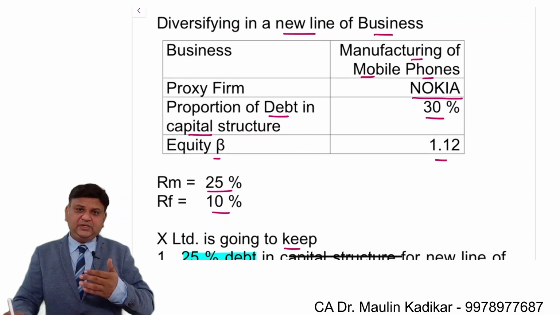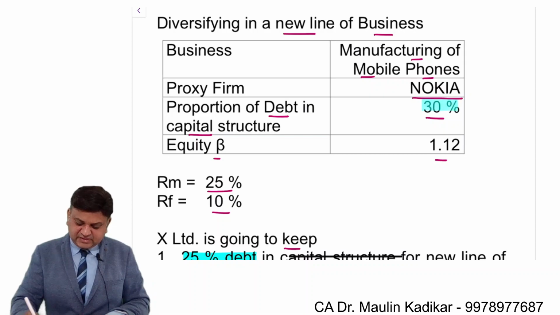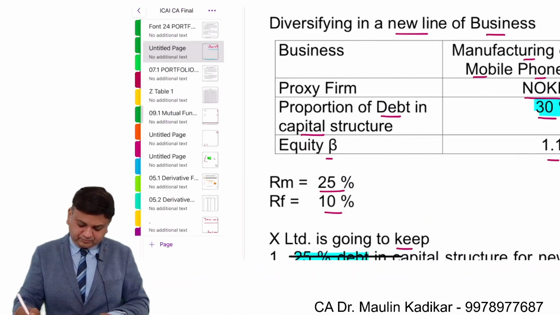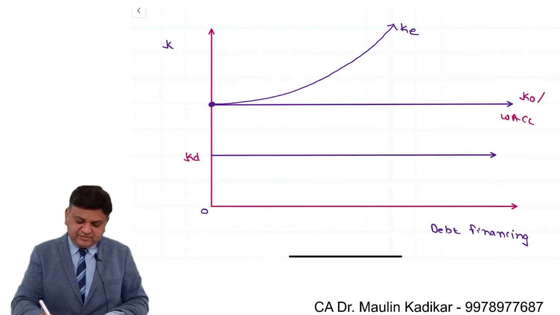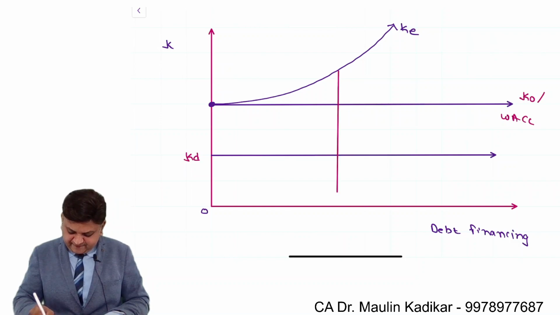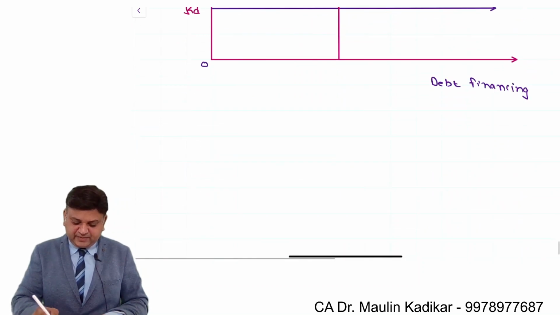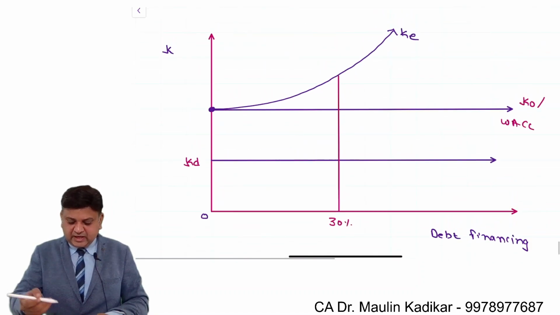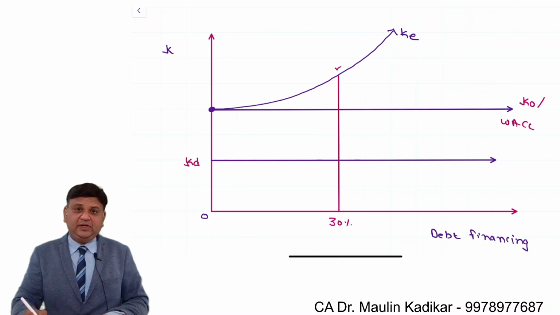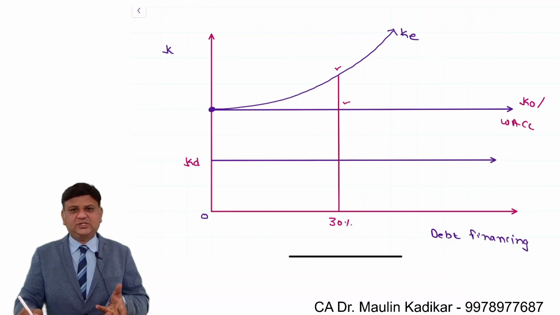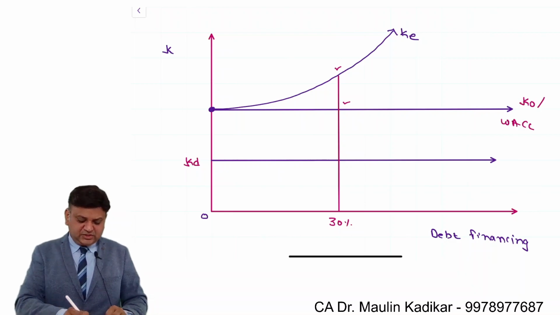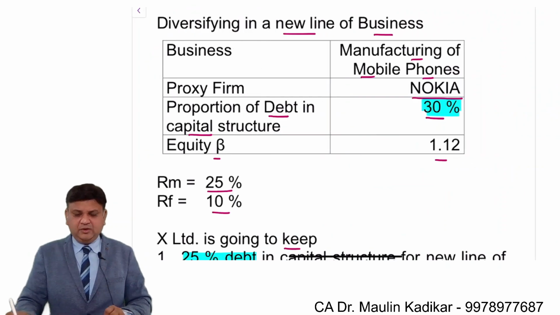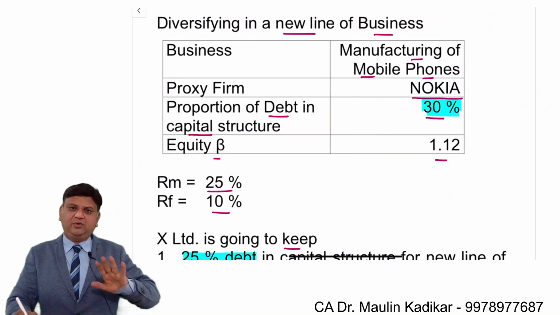For the proxy firm we have been given, it has debt financing of 30%. So let us say it is having debt financing of 30% in the capital structure. Taking that 30% debt in the capital structure, the Nokia company will have this as the cost of equity and this as the weighted average cost of capital. As far as the cost of debt is concerned, it is the same, because there is no major effect, because the investors of the debentures are going to get the same return.